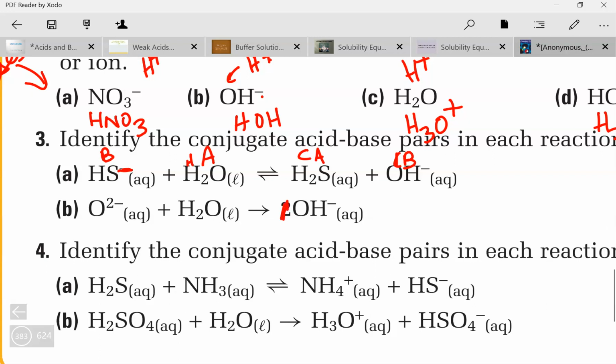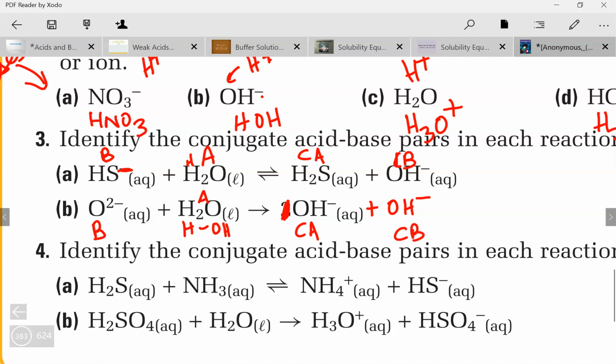This is a tricky one, so we'll put it like that. But basically, these are related to each other in the sense that water is, again, this is the base here because it doesn't have any hydrogens to give away, so it has to be the base. And O 2 minus is becoming an OH minus, so it's adding an H and a plus, so this is a conjugate acid. And water here is acting as an acid again, giving its conjugate base OH minus.